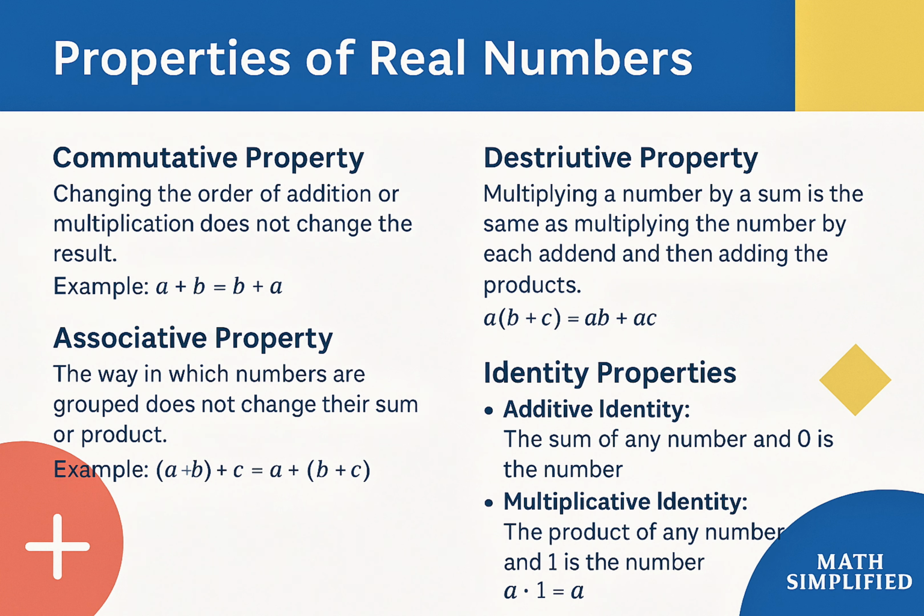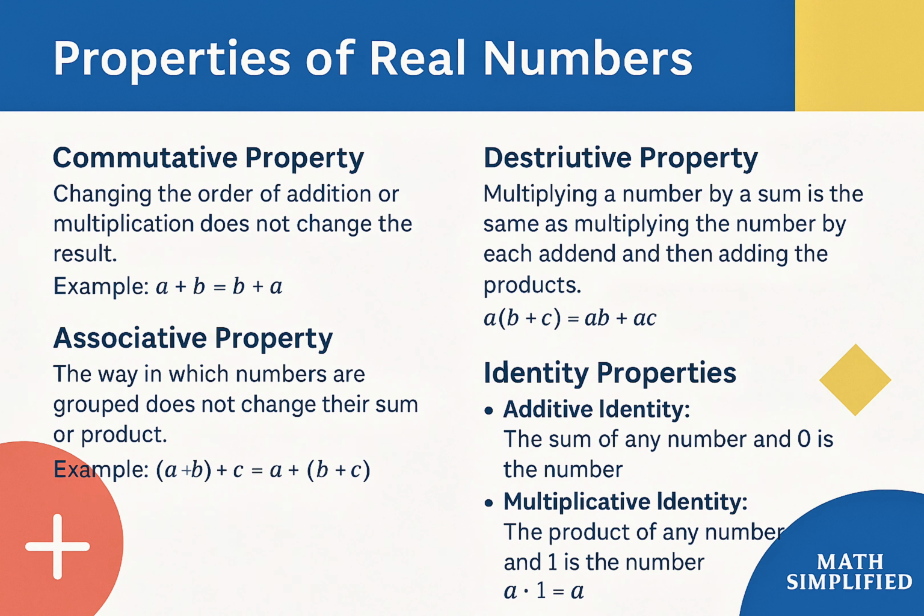Okay, so how about associative property? Associative property is the way in which numbers are grouped does not change their sum or product. So here we have an example which is (a plus b), which is inside of the parentheses, plus c, which is outside, is basically turned into a plus (b plus c), which is inside of the parentheses. So you see how we change what's inside of the parentheses and what's outside, and it still gives us the same result? That's basically associative property.